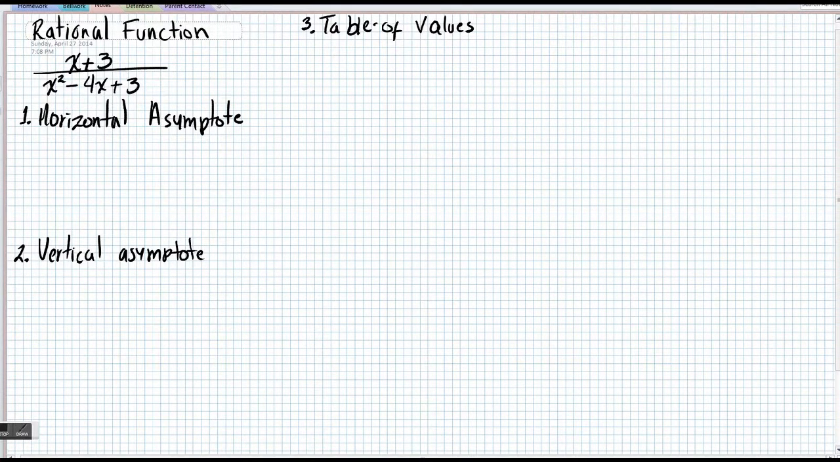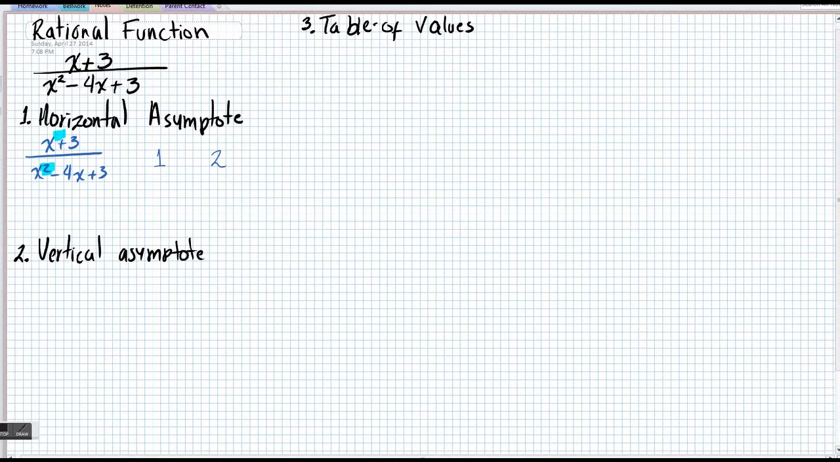Now, first thing we're going to do, find the horizontal asymptotes. In order to find the horizontal asymptotes, we need to compare the polynomial in the numerator, x plus 3, and the polynomial in the denominator, x squared minus 4x plus 3. What we're going to compare specifically are their biggest power, the numbers that are in the corner of the biggest term. Now in this case, the powers are, on the numerator, 1, and on the denominator, 2.